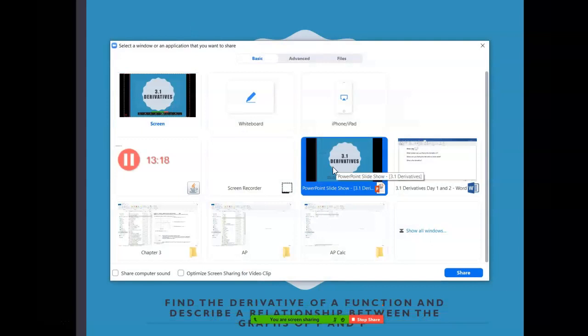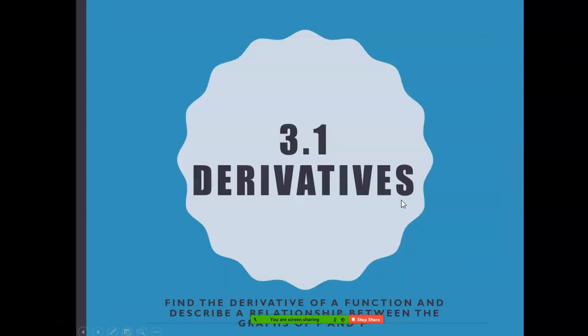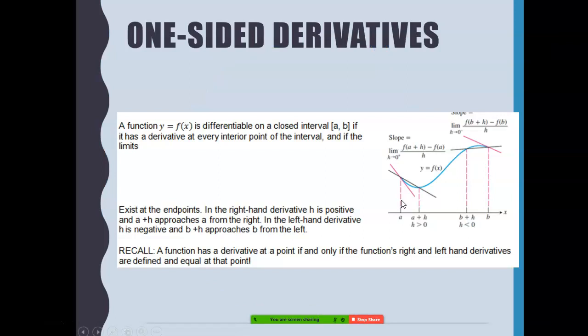Okay, let's go back to our PowerPoint then and pick up with one-sided derivatives. So a one-sided derivative is where our derivative only exists from one side. So a function f of x is differentiable on a closed interval if it has a derivative at every point of the interval, and if the limits from the left equal the limits from the right.